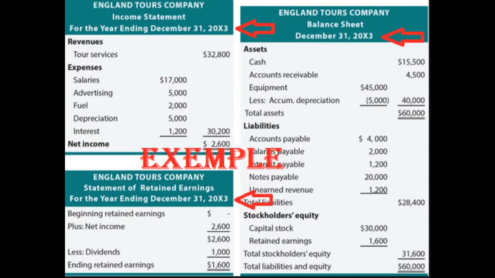Now, the balance sheet. The balance sheet is done at a specific time, as a picture, not for a period of time as the income statement and the equity statement. The balance sheet shows what the company has, its debt, and the value of the owner's equity.